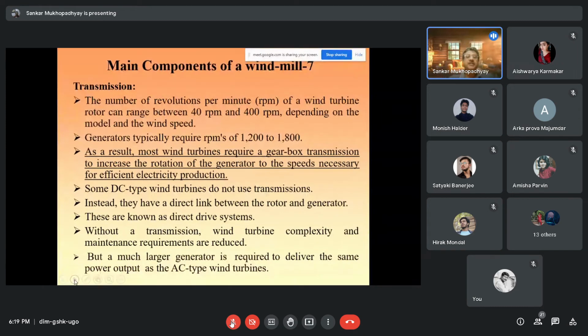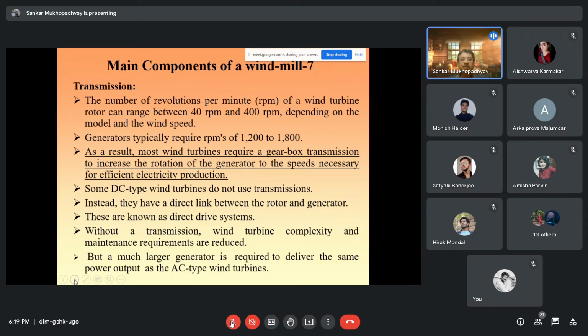The number of revolutions per minute of a wind turbine rotor can range between 40 rpm to 400 rpm. What I was telling, around 100 to 120 rpm. This is a very large variation, 40 rpm to 400 rpm, depending on the model and the wind speed. Generators typically require 1200 to 1800 rpm. As a result, most wind turbines require a gearbox transmission to increase the rotation to the speeds necessary for efficient electricity production.